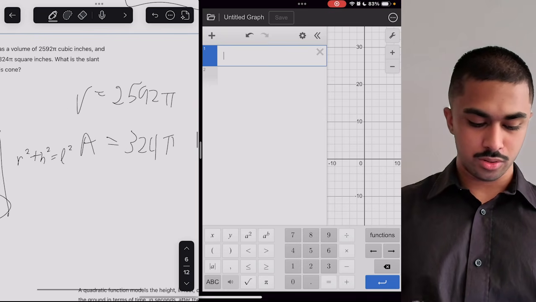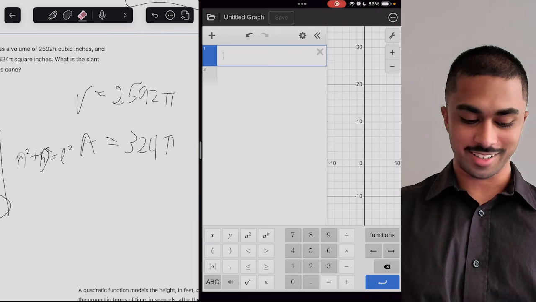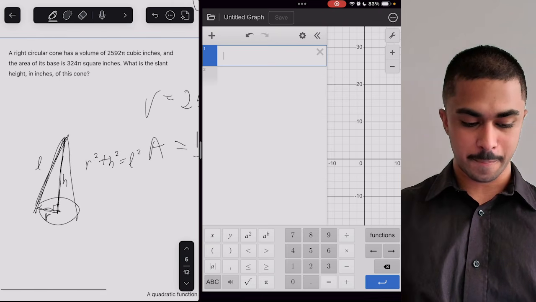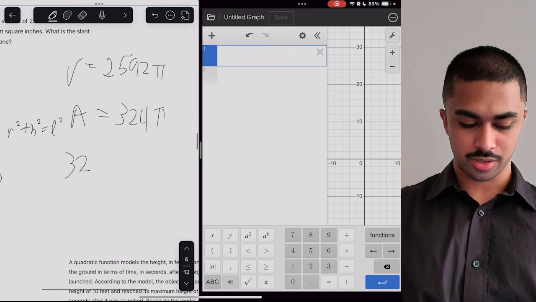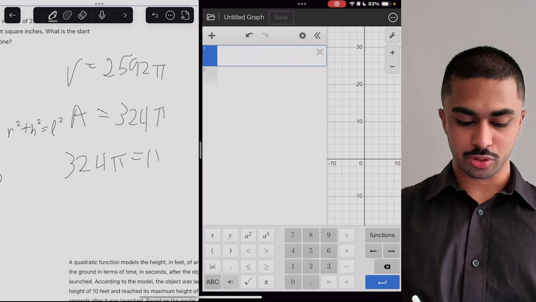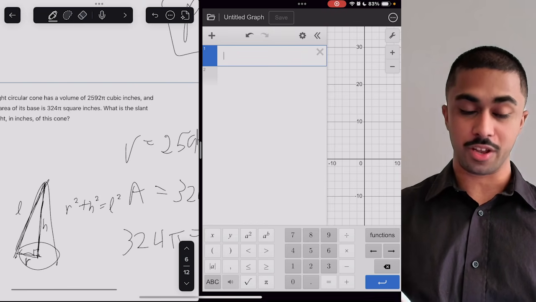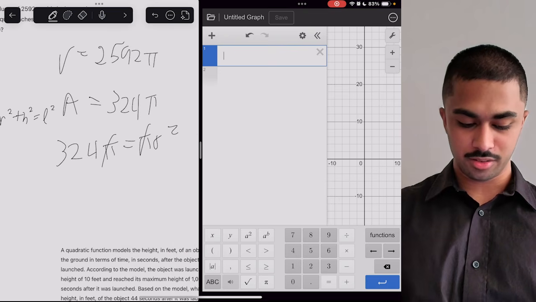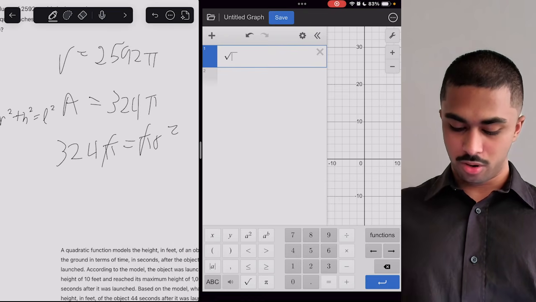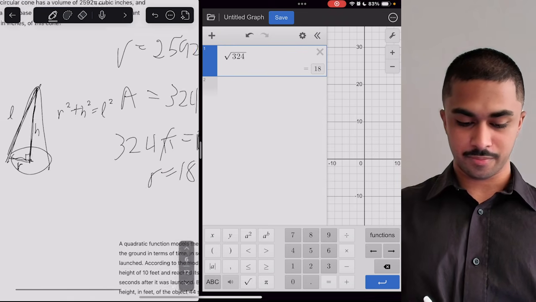Okay. So the two things that we need to find the slant height are the radius and the height. That's it. How do we find the radius? Take the base area, 324 pi, and set it equal to pi r squared, because the base of a cone is a circle. Divide pi from both sides. So r is just square root of 324. R is 18.